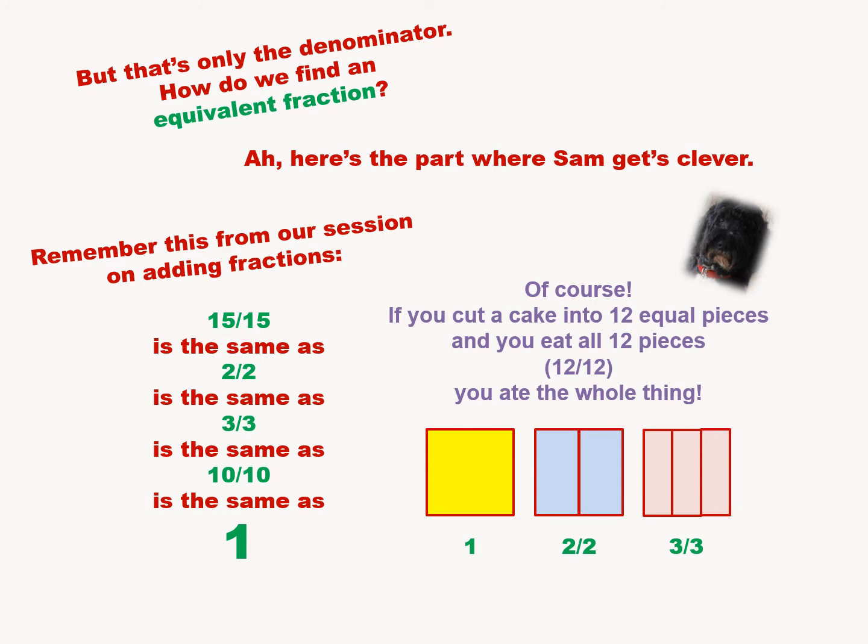Some fractions are actually equal to 1. 15/15 is the same as 2/2. It's the same number as 3/3 and the same number as 10/10. They all represent 1. The whole, the unit. 15/15 equals 1. 3/3 equals 1. It means that we've divided a unit into 3 equal parts, and we have all 3 of them. We have the entire unit. 10/10 equals 7/7 equals 1.